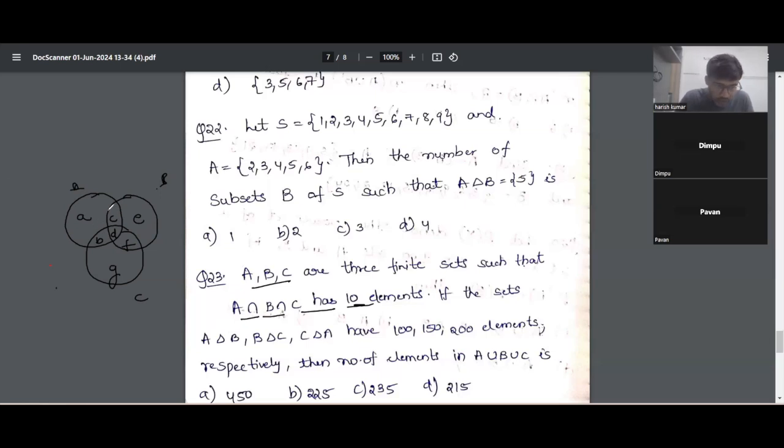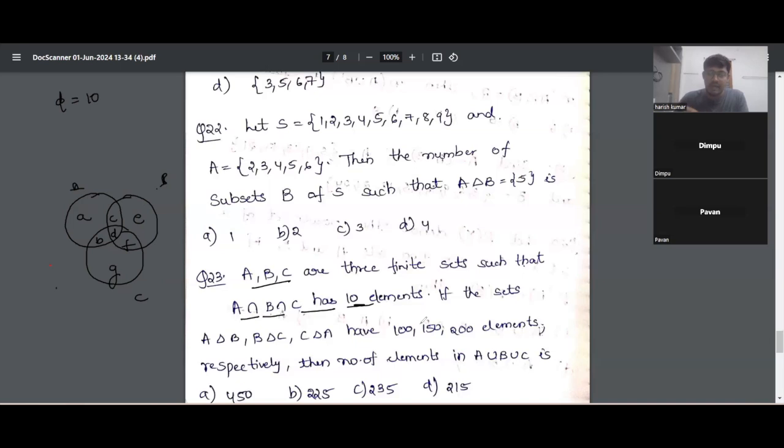So A is only this part, right? C is only this part. D is only this part. B is only this part. So now A intersection B intersection C has 10 elements. So that means D is equal to 10. So this is the common part.